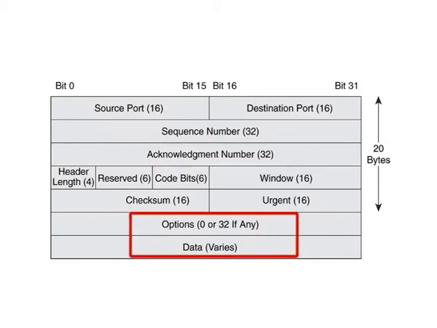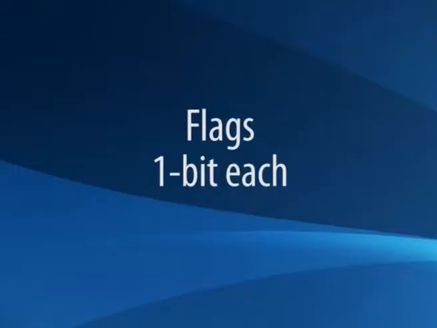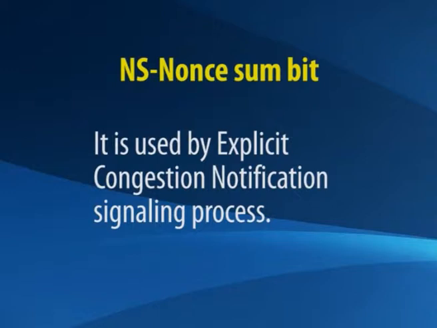Data offset, 4 bits. This field implies both the size of the TCP header, that is, 32-bit words, and the offset of data in the current packet in the whole TCP segment. Reserved, 3 bits. Reserved for future use and all are set to 0 by default. Flags, 1 bit each. NS, nonce sum bit. The nonce sum bit is used by the explicit congestion notification signaling process.